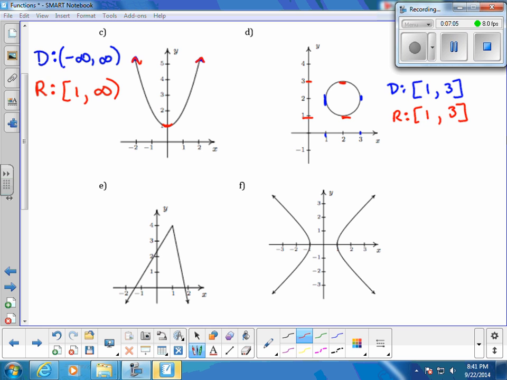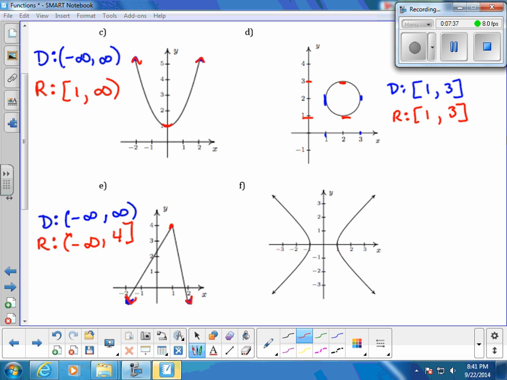Alright, we move on to E. The domain is the leftmost x value, an arrow pointing to the left. The rightmost x value is an arrow pointing to the right. The range is talking about our y values. It's the bottommost, which are arrows, to the topmost, which is a 4, bracket.